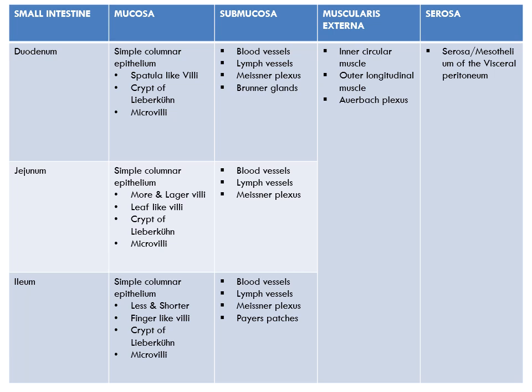The difference between that and the duodenum is that the villi of the jejunum tend to be larger, and tend to be leaf-like in shape. It also contains the crypts of Lieberkühn and microvilli in its enterocytes. In the jejunum, the submucosa contains blood vessels, lymph vessels, and Meissner's plexus. It doesn't have Brunner's glands.